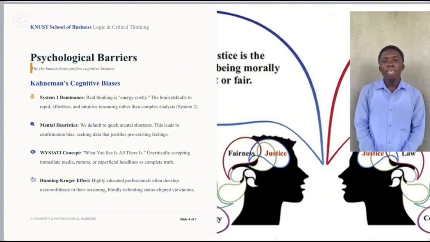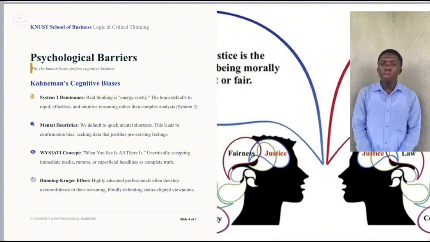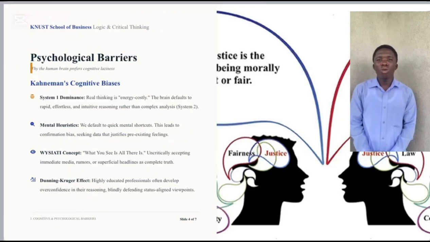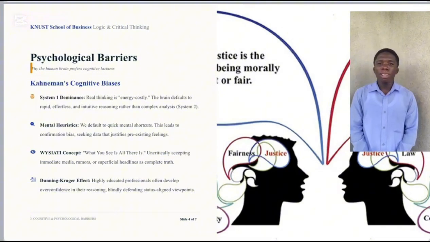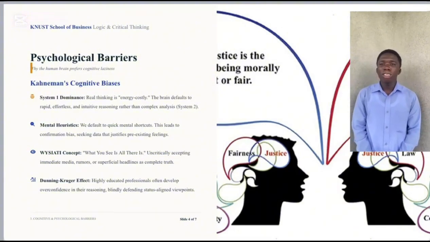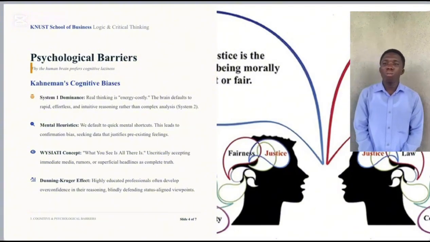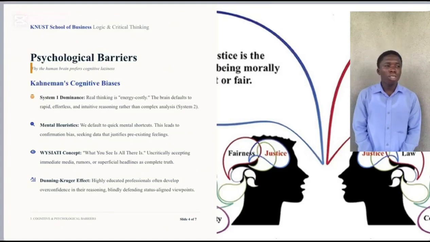Also, a key cognitive barrier to which individuals do not think critically is the WYSIATI concept. That's the what-you-see-is-all-there-is concept: uncritically accepting immediate media, rumors, and superficial headlines as complete truth. So this is where we tend to believe all things that are on the media, not asking complex questions when there's a situation at hand.